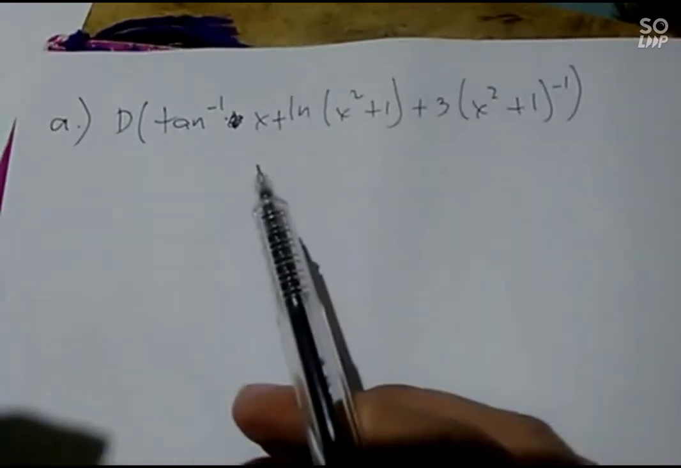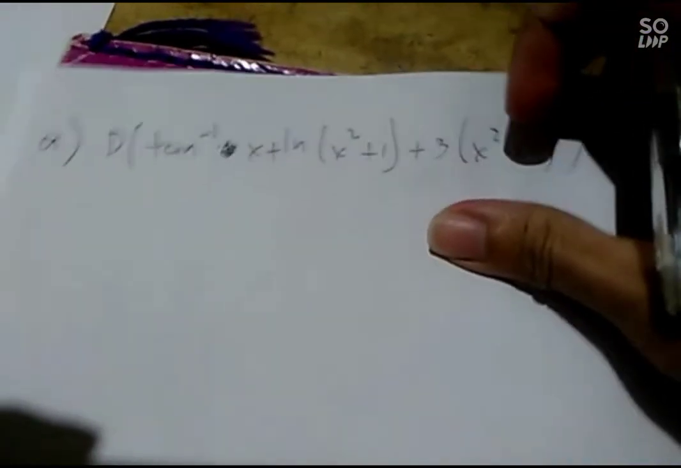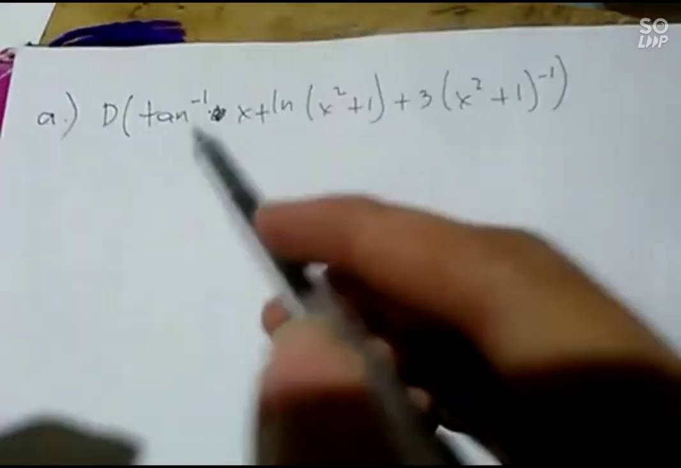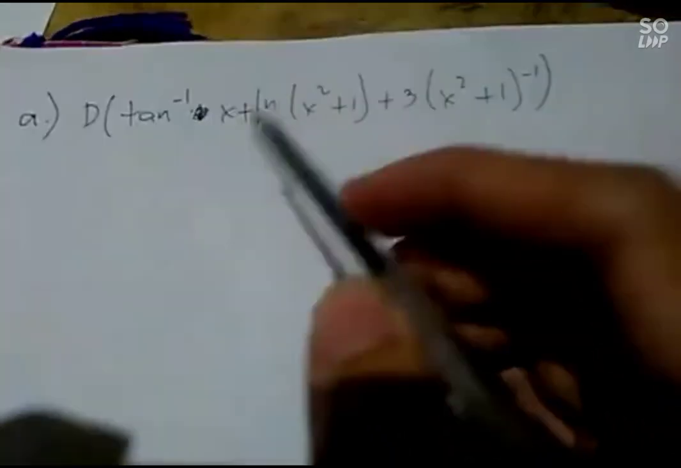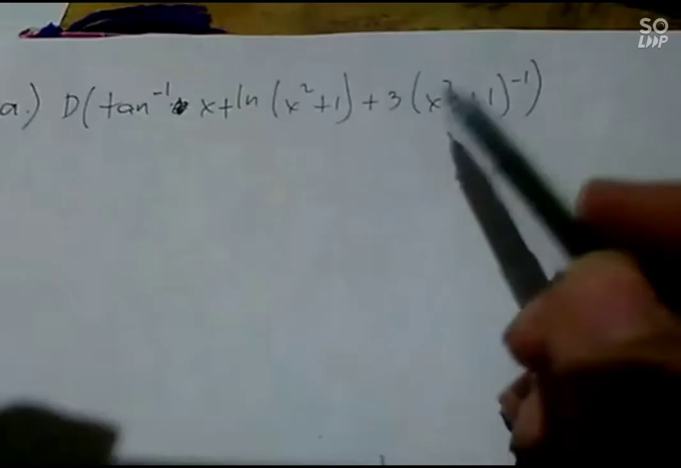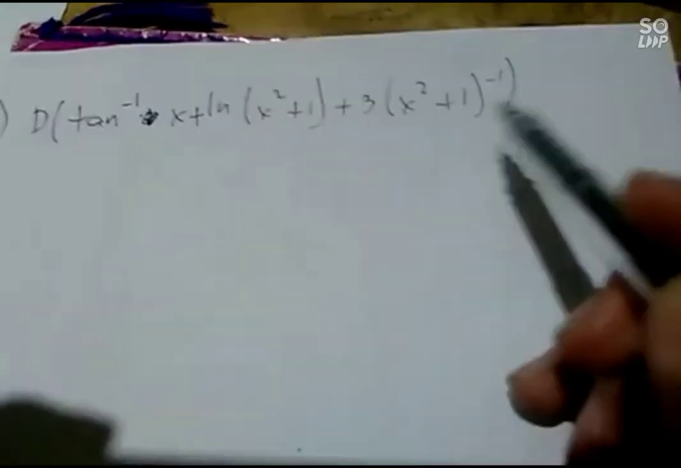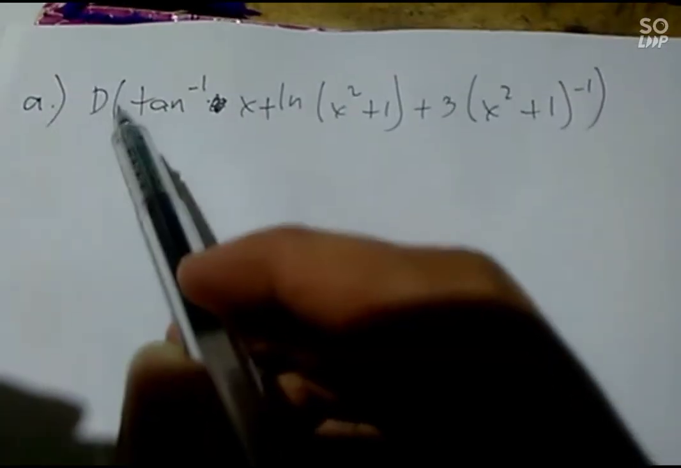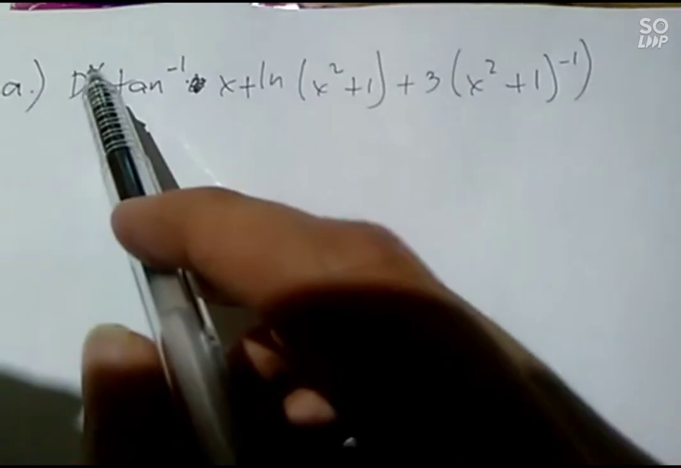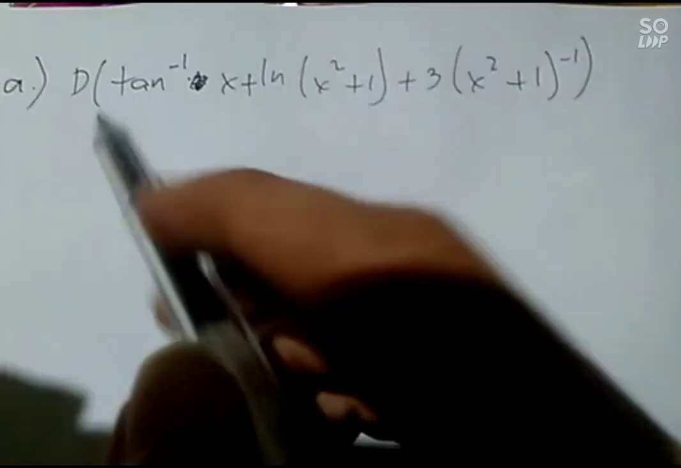Okay, now let's solve some examples. Evaluate this given. Here we see that D was multiplied by inverse tangent x plus ln of (x squared plus 1) plus (3x squared plus 1) raised to negative 1. We see that D is raised to 1, so we have only one differentiation.